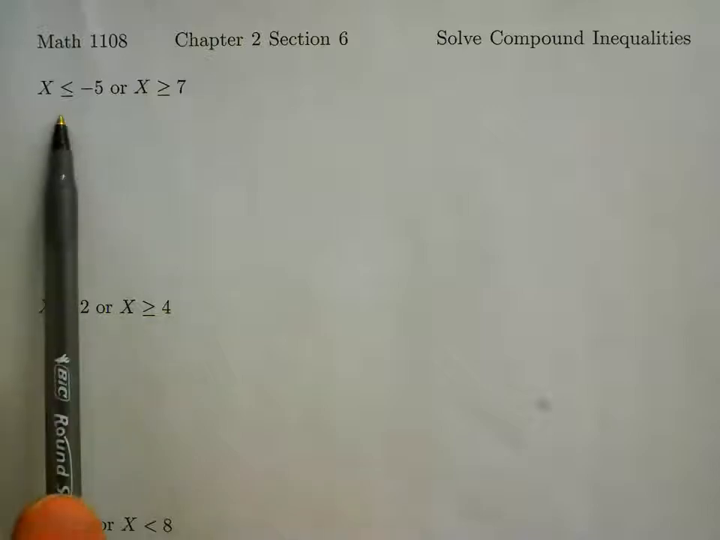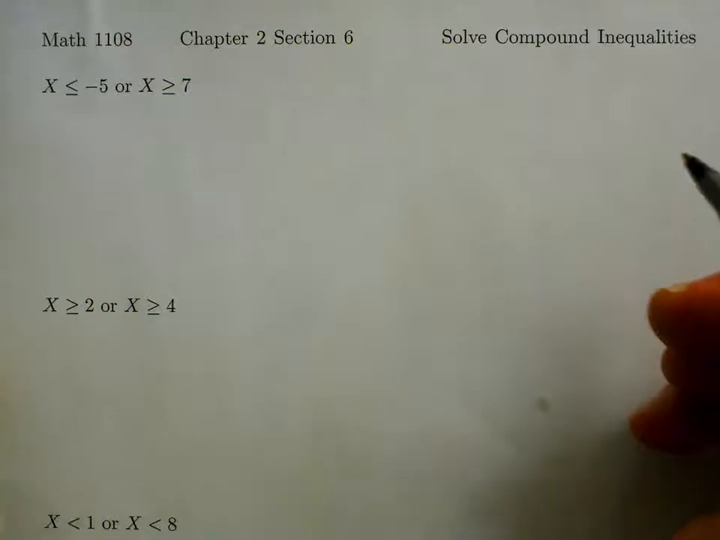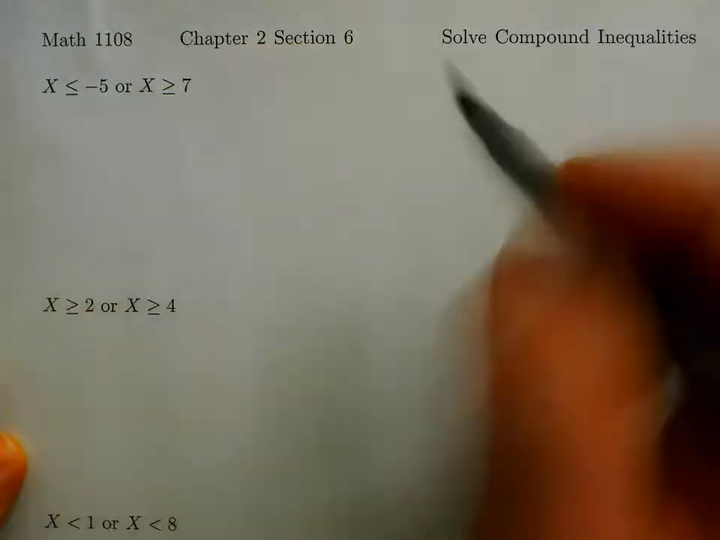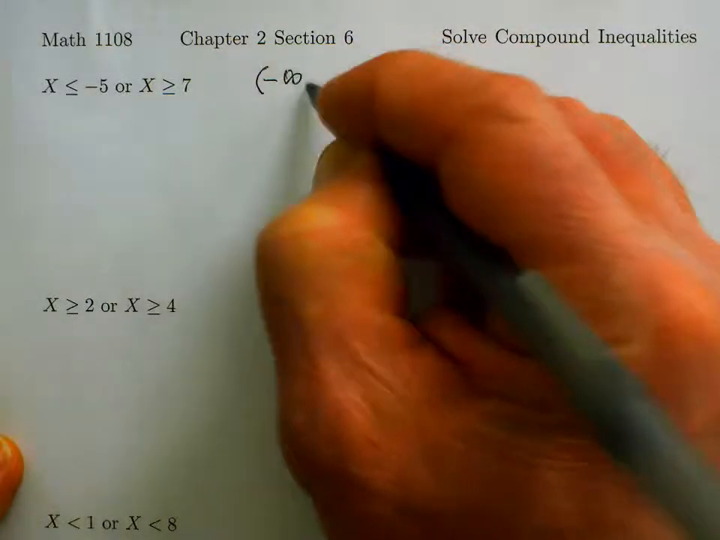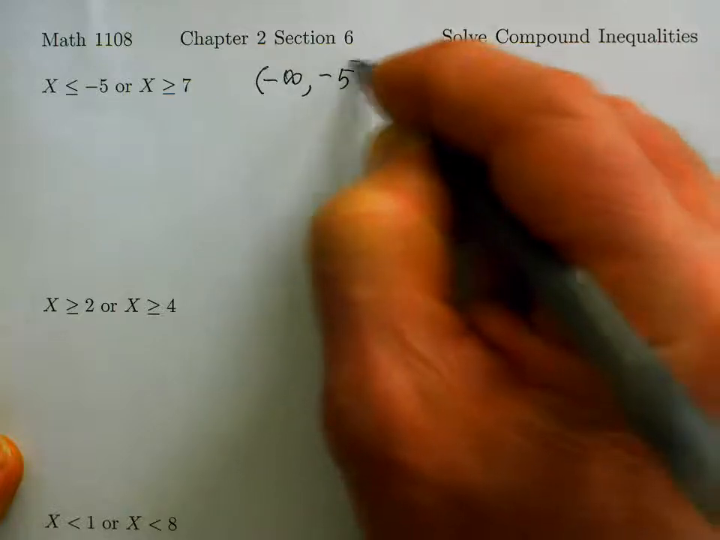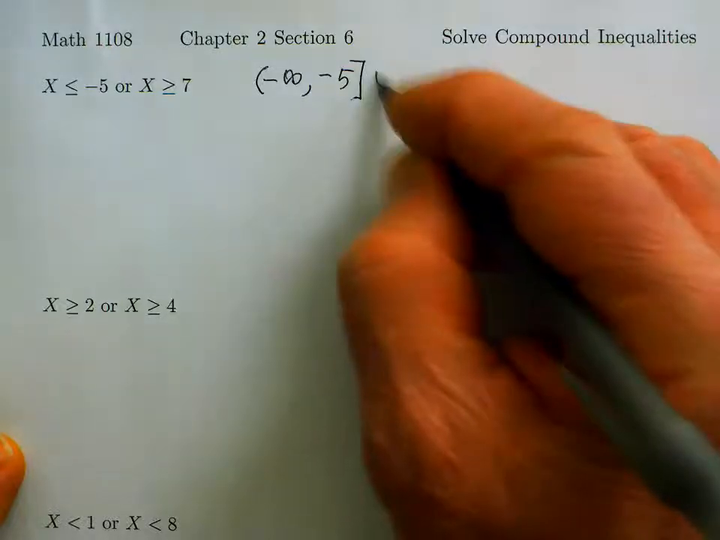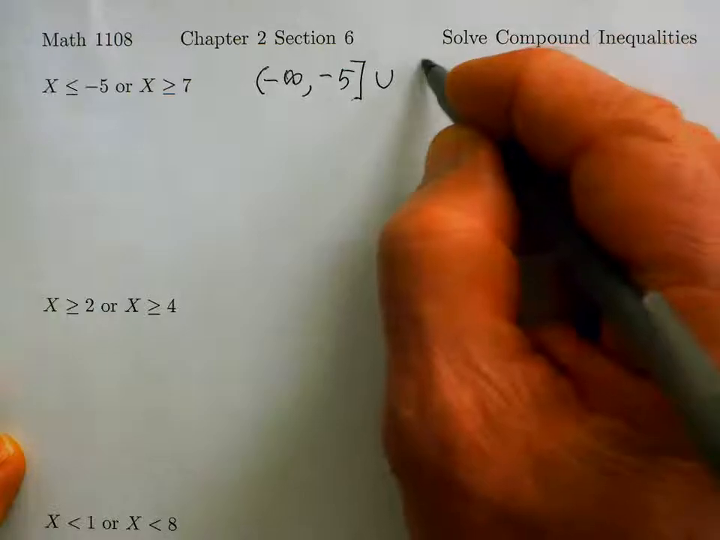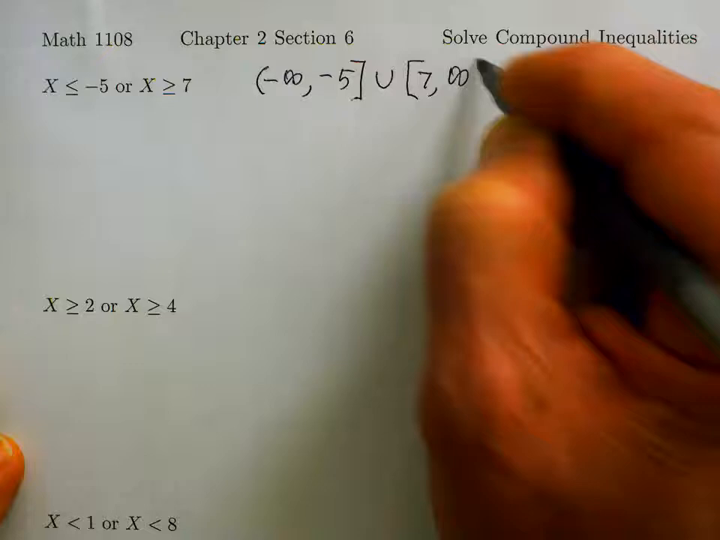No doubt you're already finished. This is already the algebraic notation. So we can write the interval notation. If x is less than or equal to -5, then we write parenthesis negative infinity, comma -5 bracket. The word or is used, so we use the union symbol. And then x greater than or equal to 7, we have bracket 7, comma infinity.